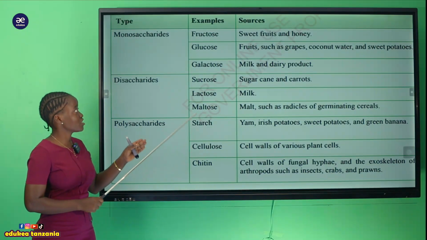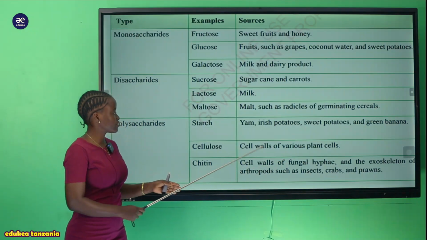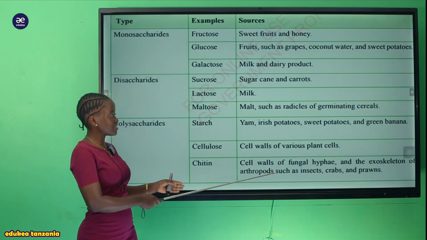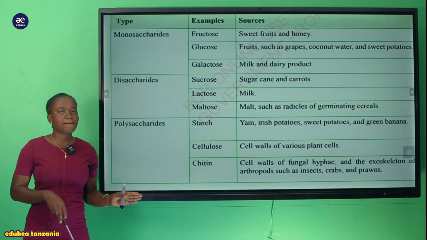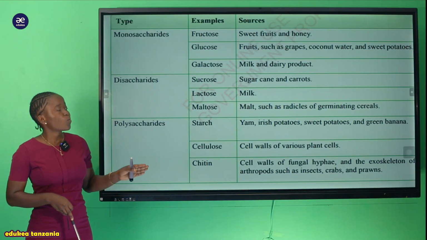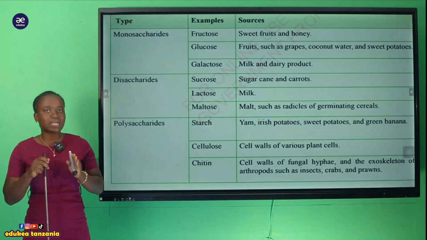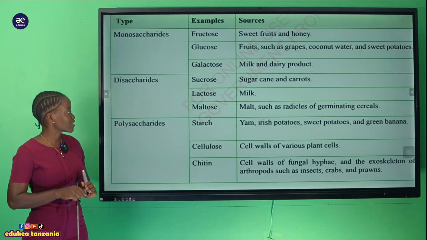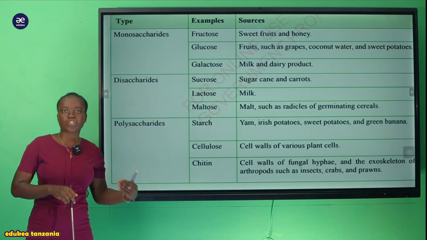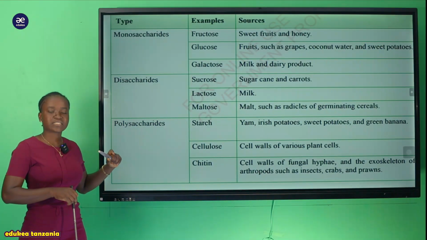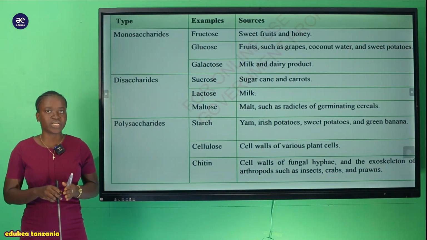So the source of the chitin is in the cell wall of the fungal hyphae and the skeletal of the arthropods such as insects, crabs and the prawns. So here you can see that for every example in every type or class of polysaccharide, make sure that you know the example and the source of each example, that is in the type of the carbohydrate in general.